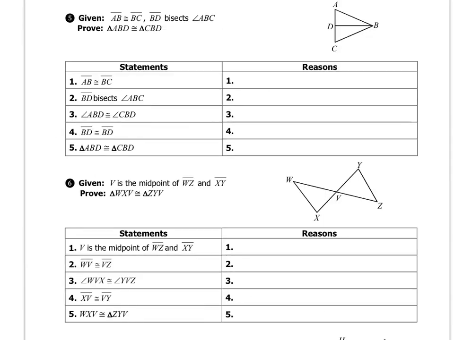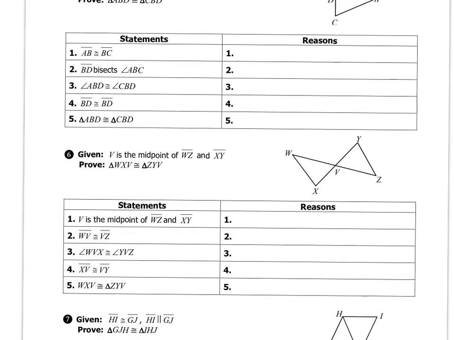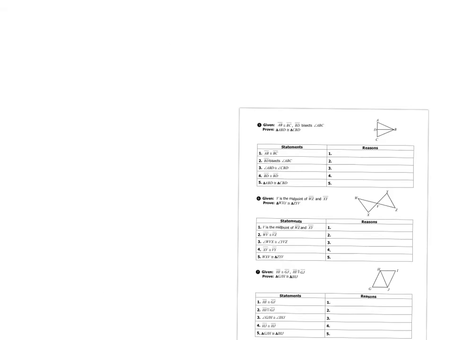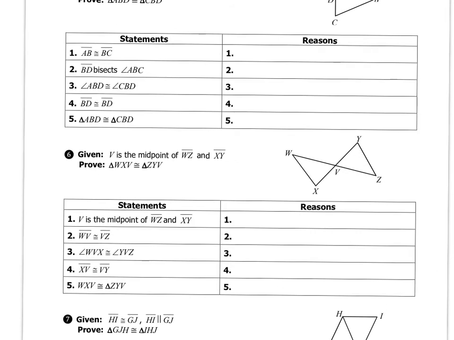Let's look at some other examples. Make sure you do number 5. I will do number 6 with you. So number 6 says V is the midpoint of WZ. So this part and this part are congruent, as well as XY. So this part and this part are congruent.